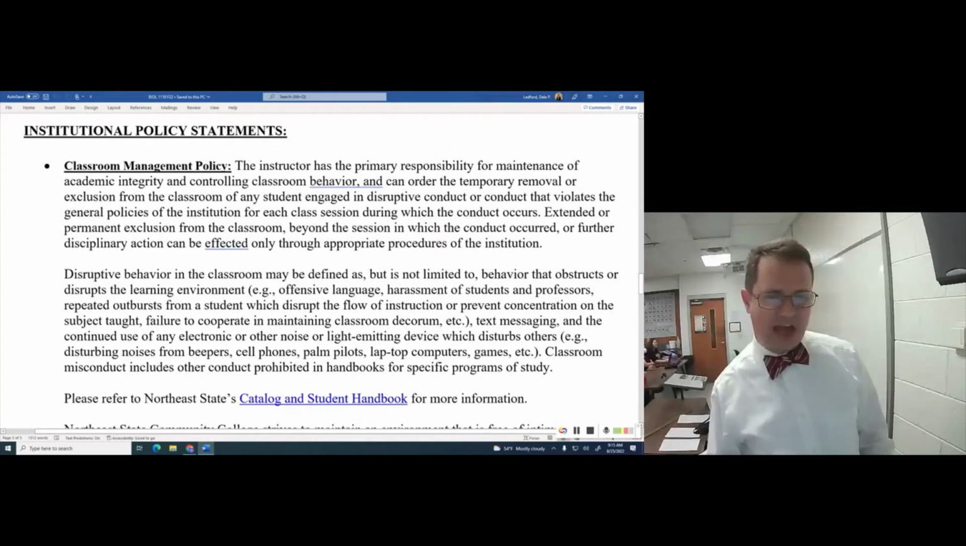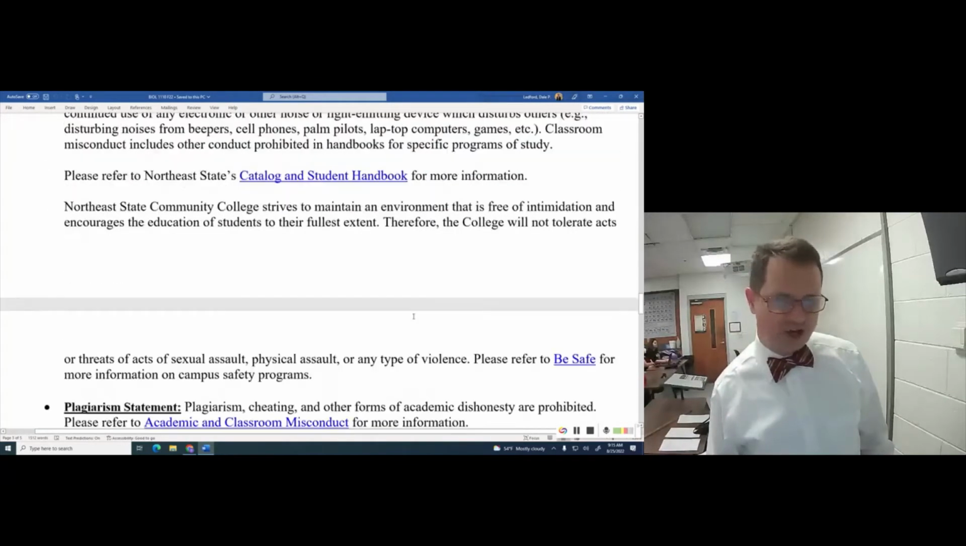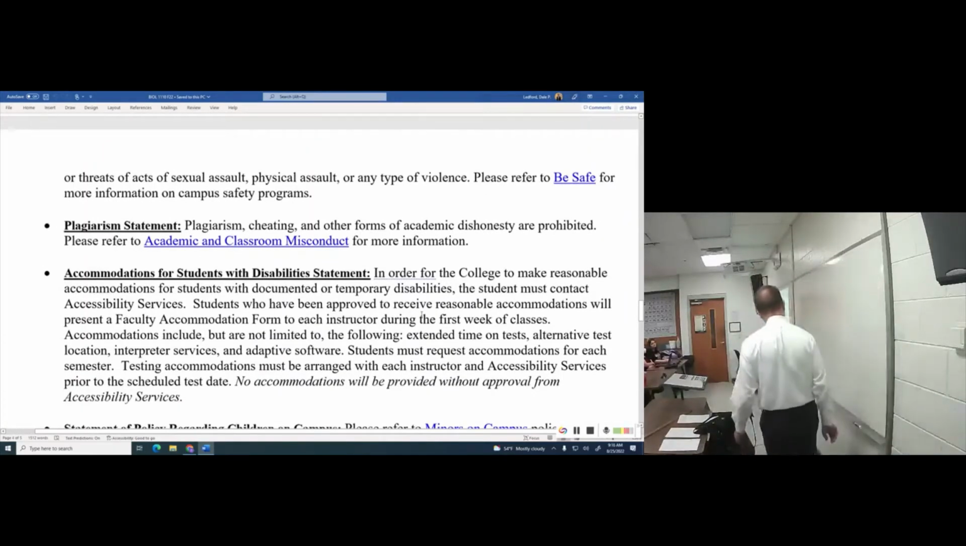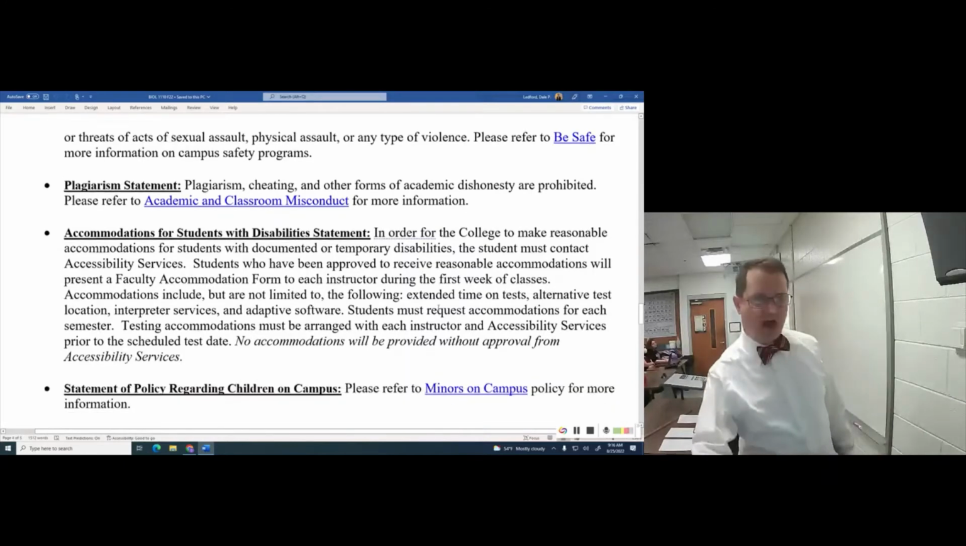It just basically says, hey, I'm in charge of the classroom. It's my job to keep an environment you can learn in. Don't cheat. It's not worth it. It goes on your permanent record. Don't do it.